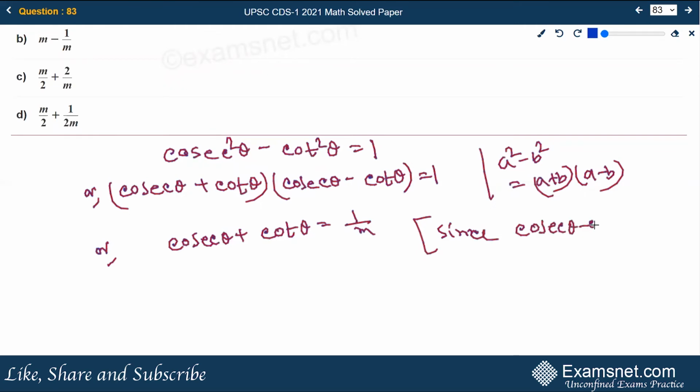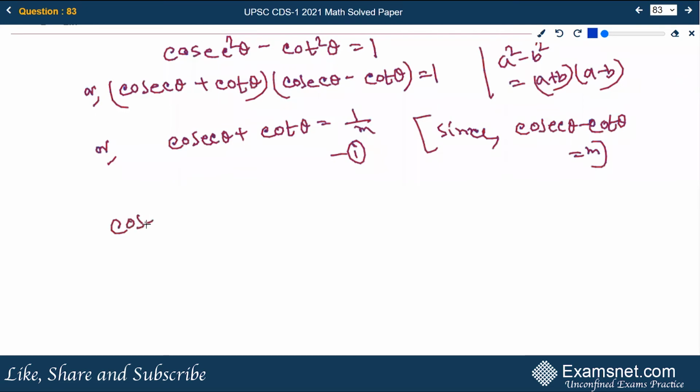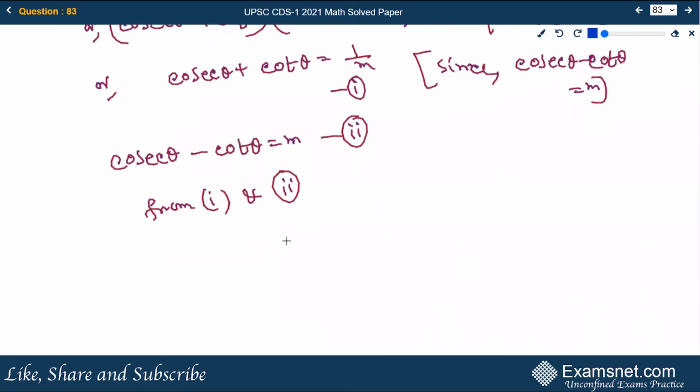Since cosec theta minus cot theta equals m. Let's name it 1. Cosec theta minus cot theta equals m. Let's name it 2. So from 1 and 2, if we subtract this 2, we will get cosec. Okay, if we add 1 plus 2, then also cosec theta plus cot theta, cosec theta minus cot theta equals m.